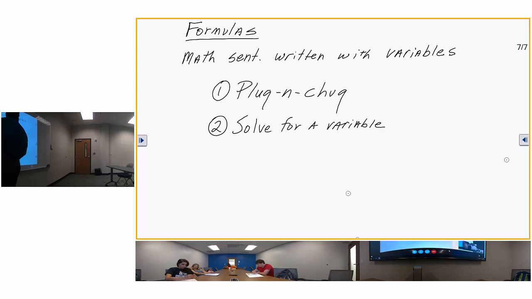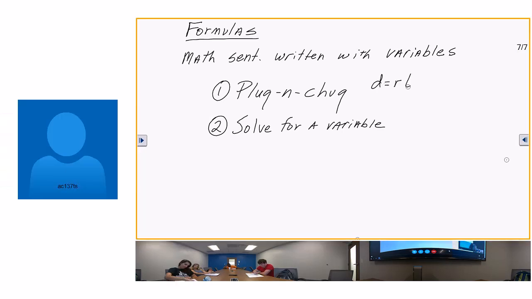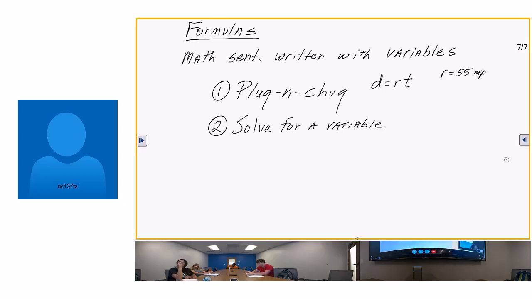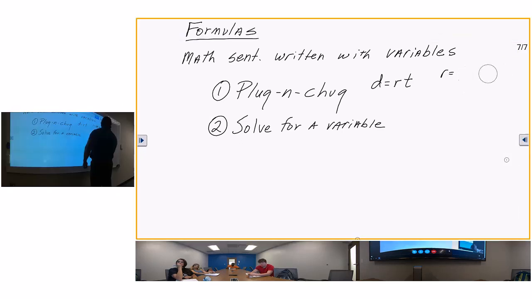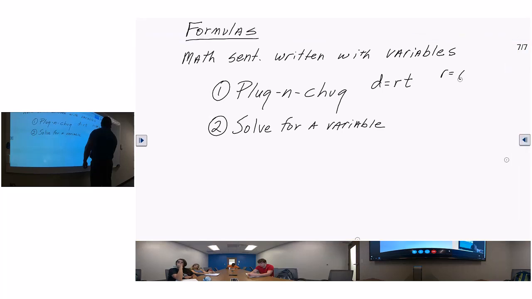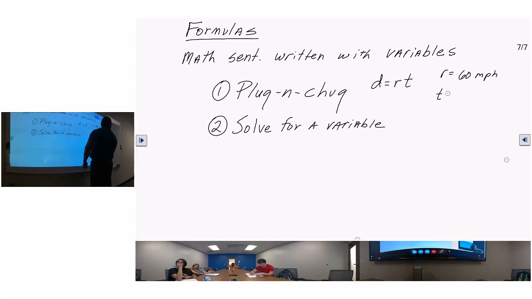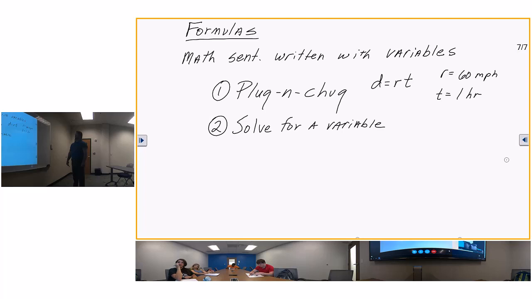A plug and chug example would be distance equals rate times time. I give you the rate is equal to 55 miles per hour. Well, let's make it something simple, like our video. Let's make it 60 miles per hour, and T is 1 hour. Well, let's plug in. 60 times 1 is what? 60. So you have traveled 60 miles.